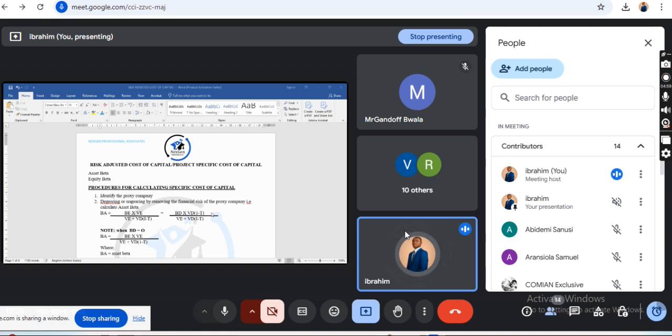Now, another thing you need to know is what is asset beta? Class, please confirm if you can see my screen. Can you see my screen? Okay. Yes, sir. Okay, good.